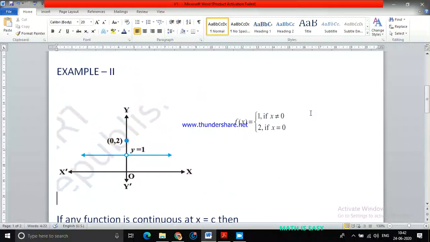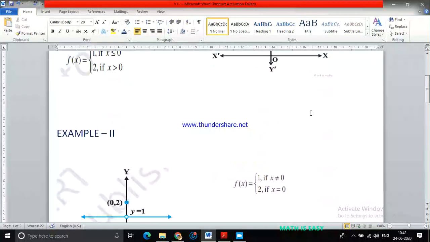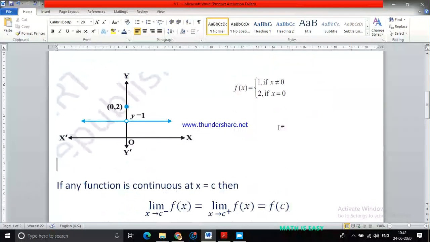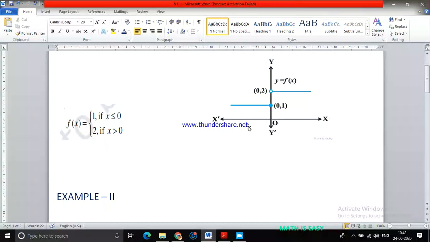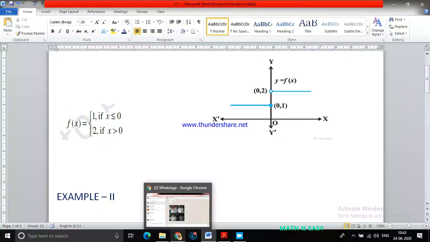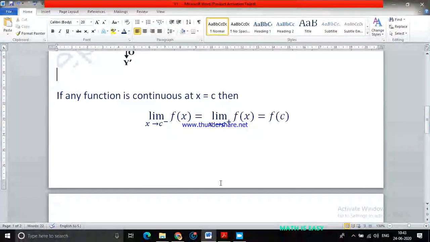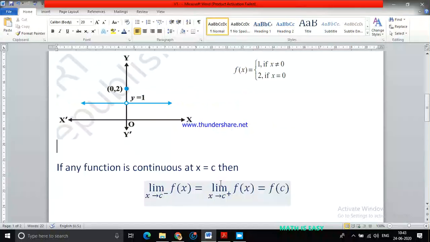So in the first example, if you see here, this condition is failing. Left limit is not equal to right limit. Because here the left limit at 0 will be 1, the right limit at 0 will be 2. So left limit is not equal to right limit in the first example, hence it will be a discontinuous function.